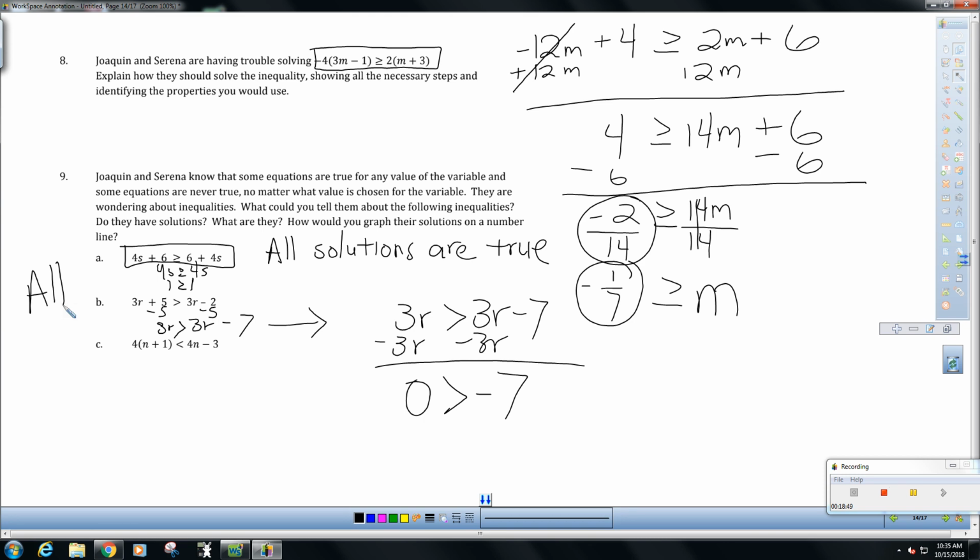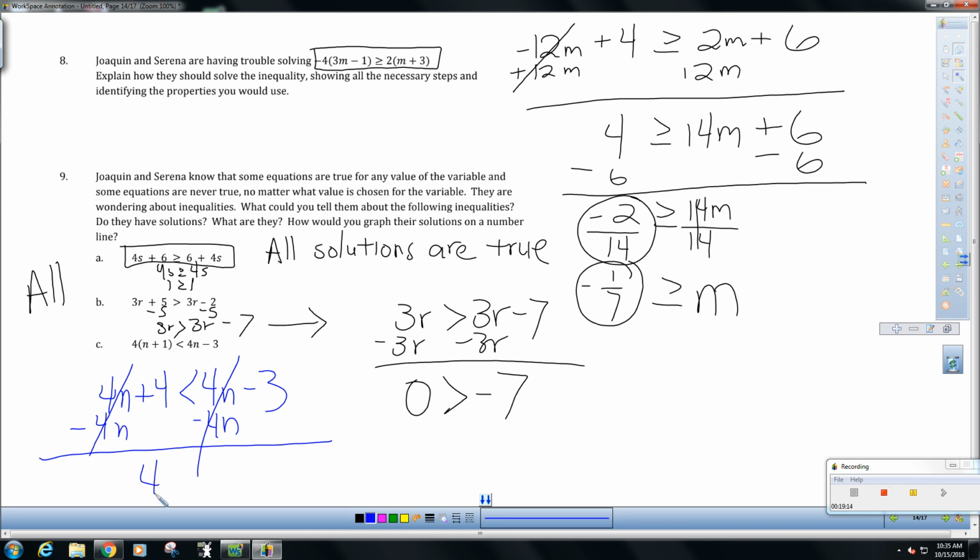Okay? Now let's look at letter C. I'll do this in a different color. You get 4n plus 4 is less than 4n minus 3. Well, let's subtract 4n from both sides. You get zeros for both of those. You get 4 is less than negative 3. Well, that's never true. Never, ever. And that means no matter what value you pick for n there, you're never going to get something that's true. So this is never true, or no values for n are true.